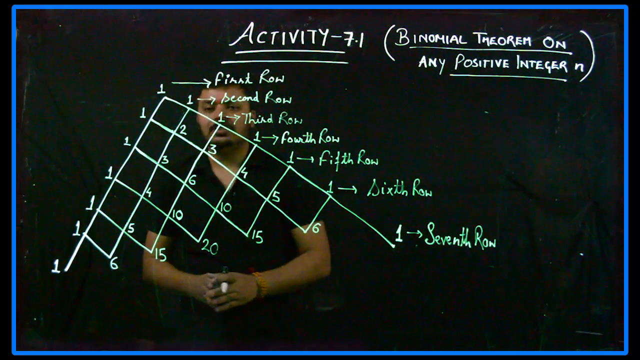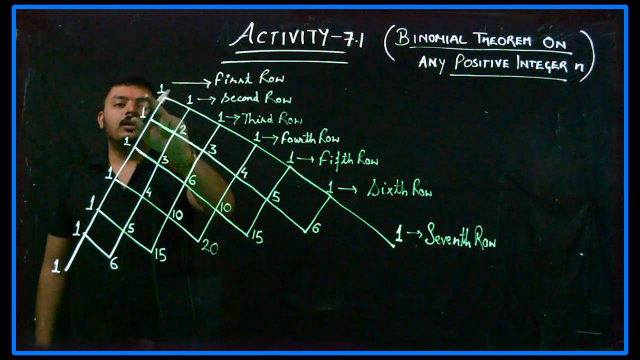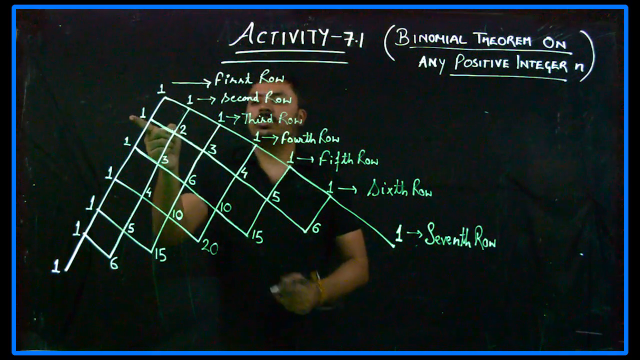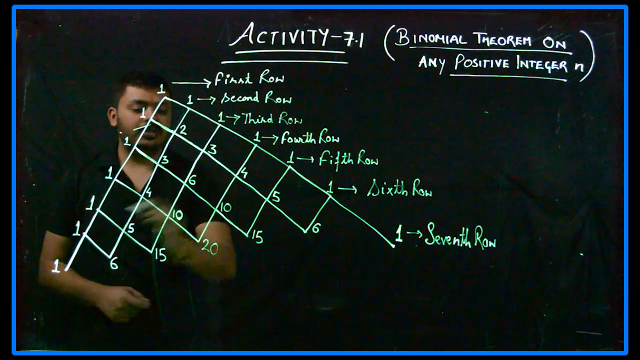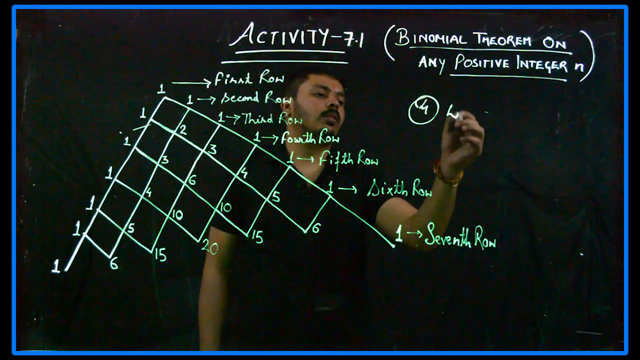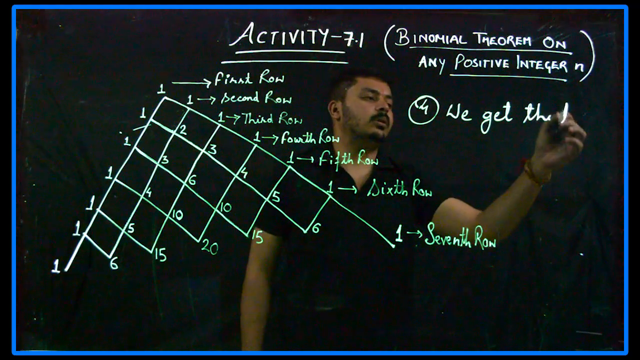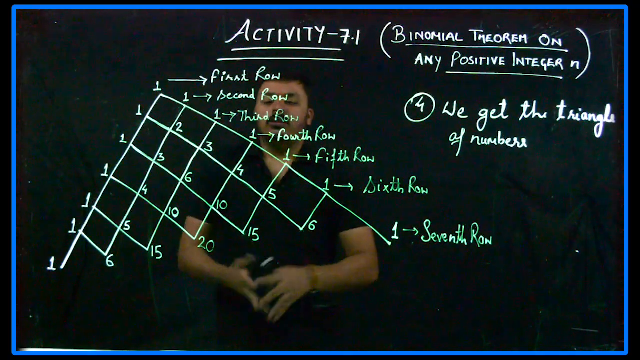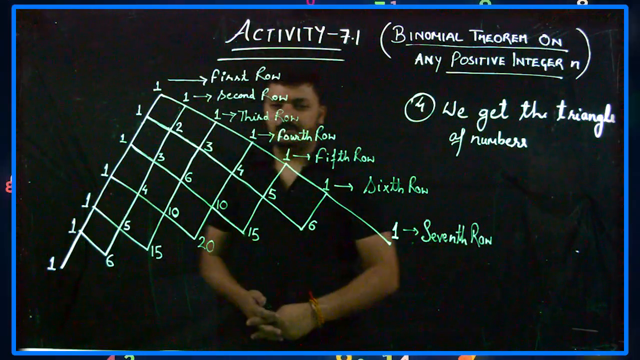So in this way we have arranged the numbers by putting each of the matchsticks and numbering at its every node. So this is our first row, this is our second row, this is our third row, this is fourth, fifth, sixth and seventh row. So in this way we get the triangle of numbers, by placing the numbers in the given figure.